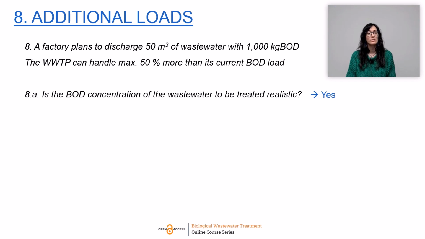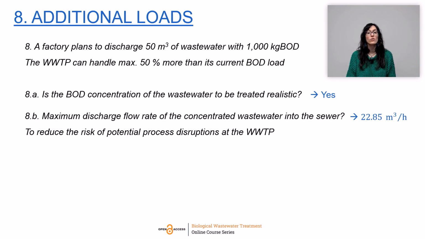So to sum up, in this part, we have answered some questions about additional loads. We considered an extra discharge from a factory, and first we had to determine if the concentration of the wastewater was realistic or not. We saw that it was within the ranges of the typical industrial wastewater composition.